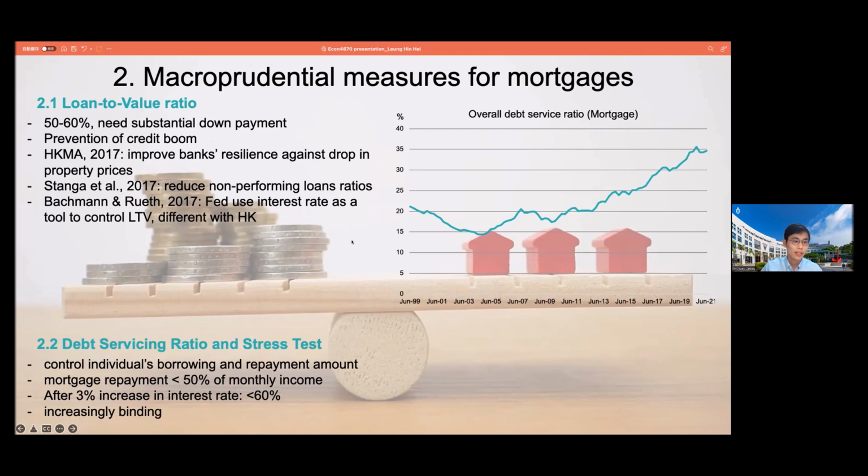And the second policy is the debt servicing ratio, whose purpose is similar to the LTV ratio. It is to control the individual's borrowing and repayment amount, and their monthly repayment should not be more than a substantial proportion of their monthly income. And as the graph shows, the overall debt service ratio in Hong Kong is increasing over time, because Hong Kong people afford more and more expensive property prices, and they need to borrow a larger and larger debt for their mortgages. So the debt servicing ratio is increasingly binding over time.